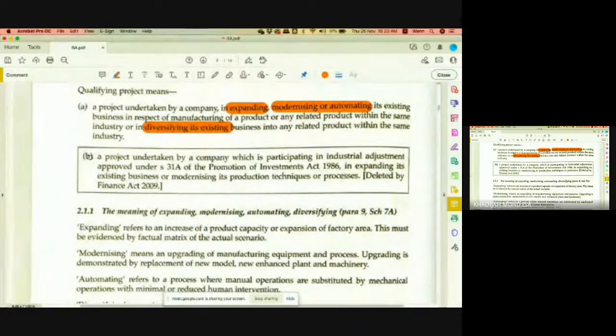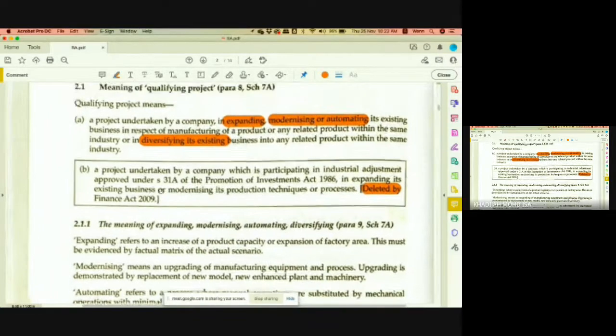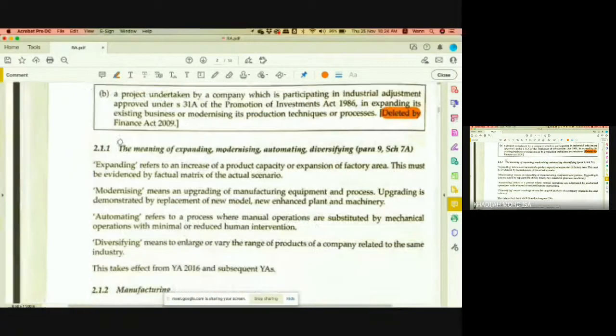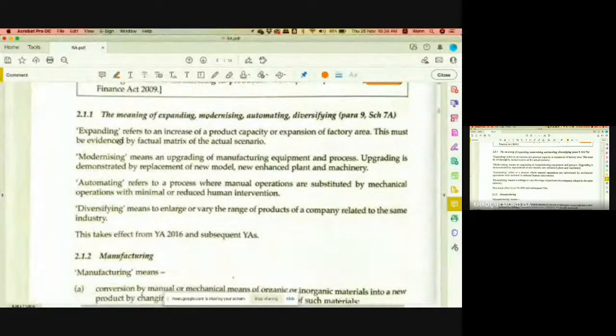So when you look into B here, you have a box out there. Whenever you see the box in this textbook, it means that the law is no longer applicable because it was deleted. In this case, it was deleted by Finance Act 2009. So when I say qualifying project, it only refers to part A only. Yeah, part A only. So what do you mean by expanding, modernizing, automating, and diversifying?